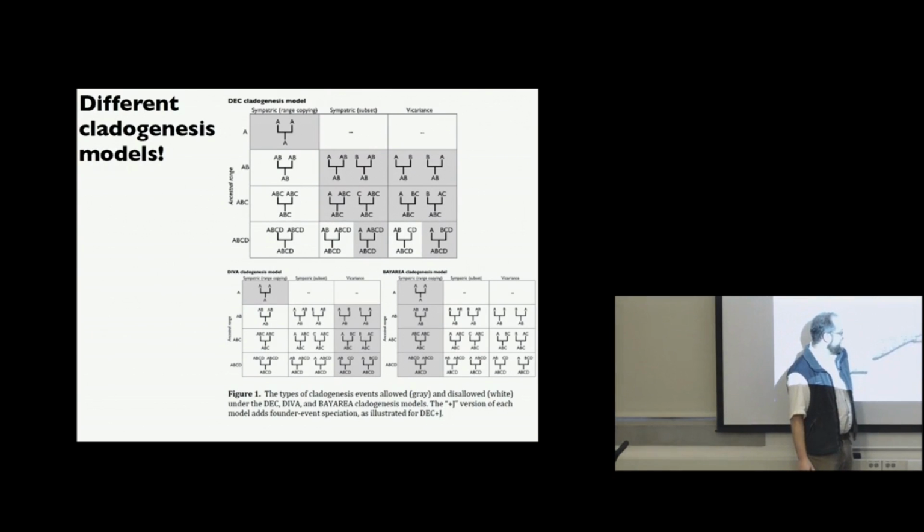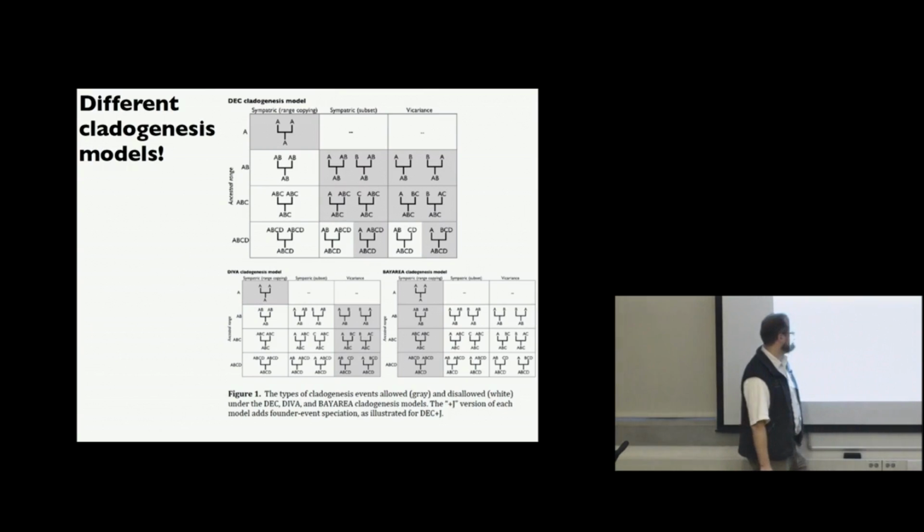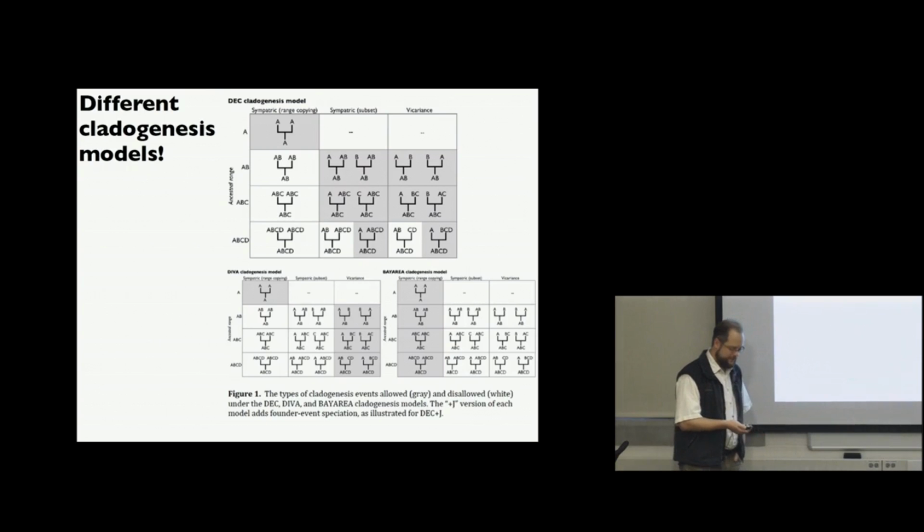So if we compare all these side by side, the Bay Area method I just mentioned, these are the only events that are allowed. It's speciation. DIVA allows these events. DEC, dispersal, extinction, cladogenesis, this is the Lagrange model, allows these events. And you're kind of just stuck picking one or running them all.